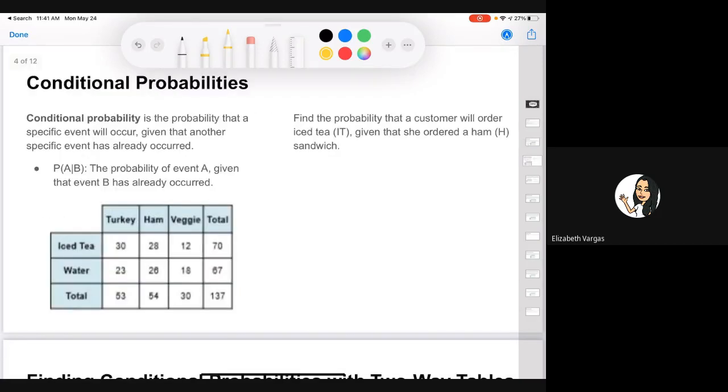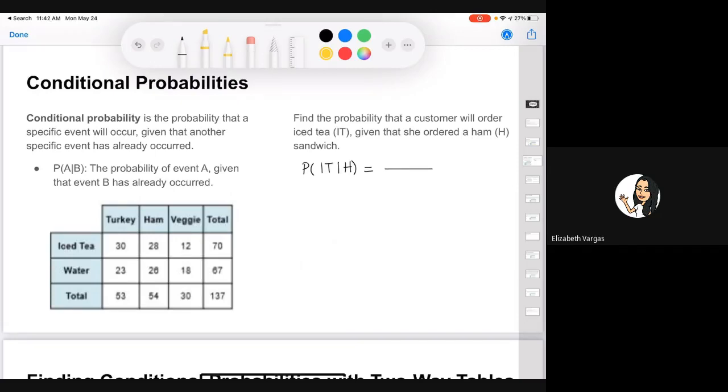Okay. But what if I have a conditional probability? I can still use this table to solve for conditional probability. So it says, find the probability that a customer will order an iced tea given that she has already ordered a ham sandwich. Well, we know that our given goes after that dash, so ham. What is the probability that they will order an iced tea given that they've already ordered a ham sandwich?